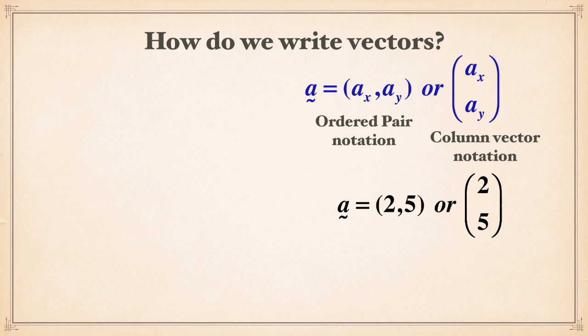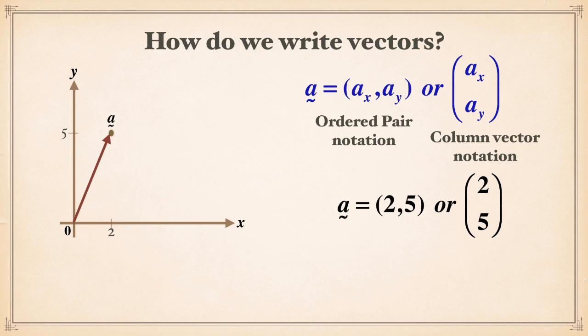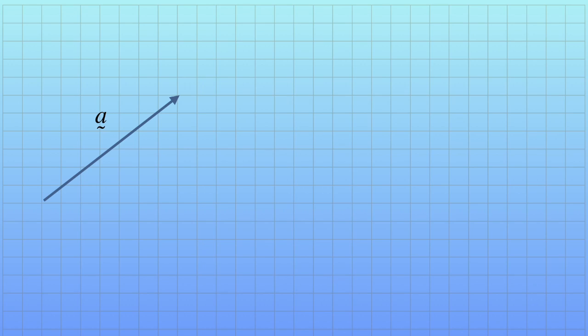Let's have a look at an example. Let's say I have the vector A, which is (2, 5), or we can write it as a column vector 2, 5. We can represent this on our XY axis and say that our vector would have to be 2 along the horizontal axis and 5 high on the vertical axis. So this point would be my point A. My vector would be the line joining 0 to the point (2, 5). That's vector A.